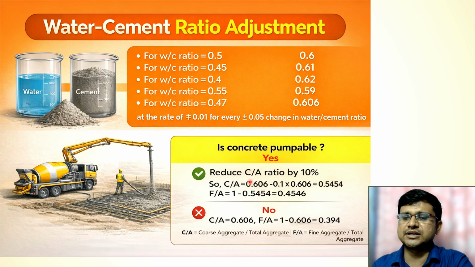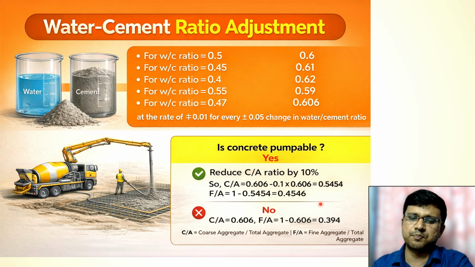We decrease the coarse aggregate by total aggregate ratio by 10%. So normally the value is 0.606. If concrete is pumpable, we will decrease it by 10% and we will get a value of 0.5454. So what will be the fine aggregate by total aggregate ratio? It will be 1 minus 0.5454. So it will become 0.4546. So this calculation we have to do if the concrete is pumpable.